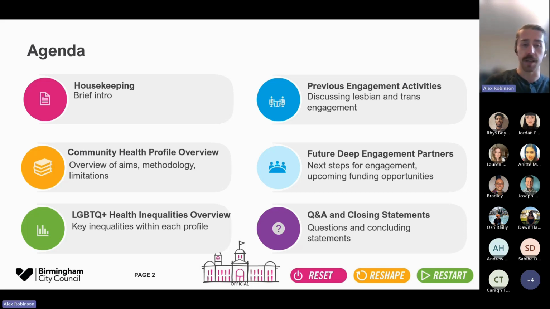So I'll start with a bit of housekeeping, go through the profiles and the inequalities in them, and then talk about the engagement activities, and then end with a bit of a Q&A.